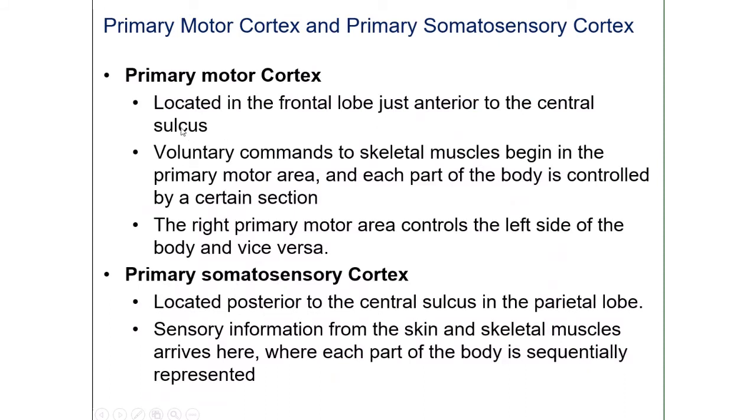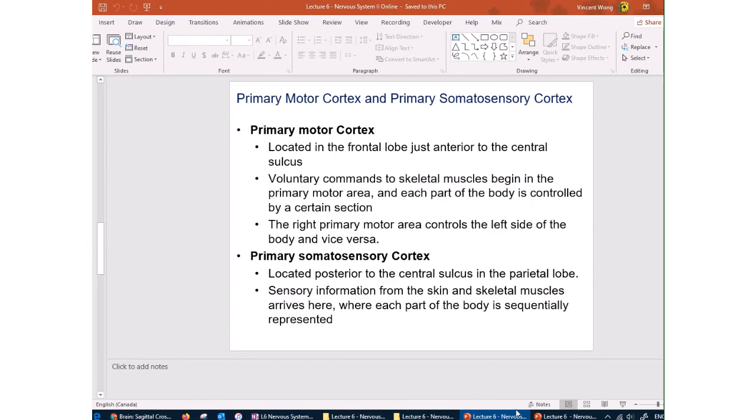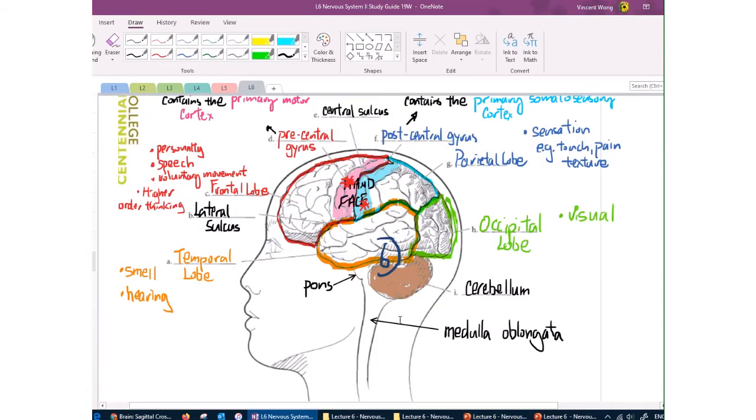This is the description of the primary motor cortex and primary somatosensory cortex. I'm not going to read it to you. It's basically what I've been telling you for the past couple minutes. So go ahead and read that yourself. Now, before we move on, I do want to go back to the workbook a little bit more. There's another diagram that we should label together.